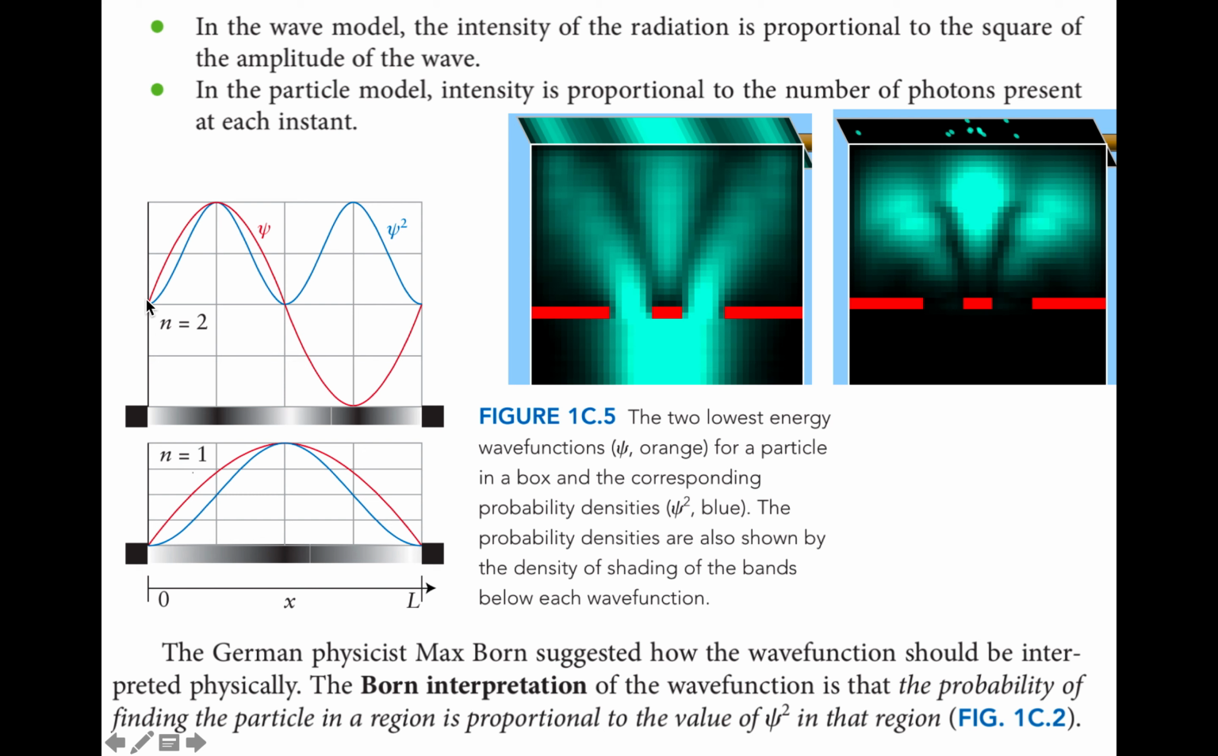So if we look at this representation here, the red line is the wave function. This would be the lowest energy, n equals 1, n equals 2. In each case, if we square it, we get the blue function. That tells us now the likelihood of finding our particle in the particular box. That's what's shown up here at the bottom. So in this darker region, here or here, we're more likely to find the particle. How about with n equals 1? More likely to find the particle in the center region.